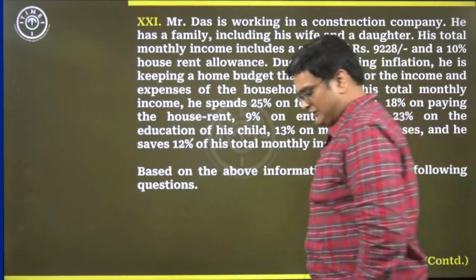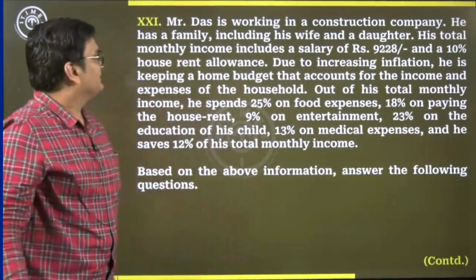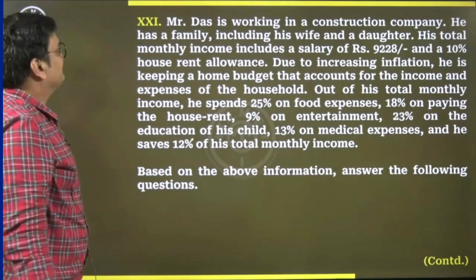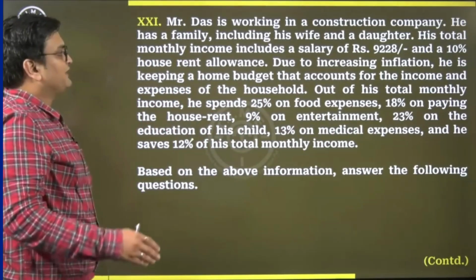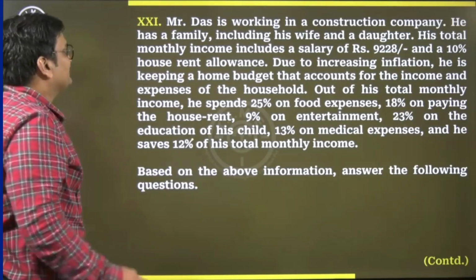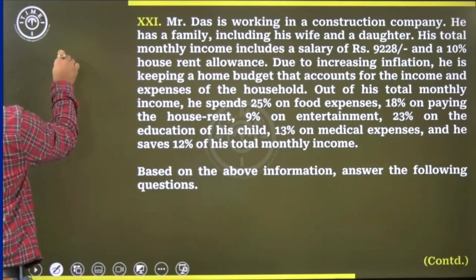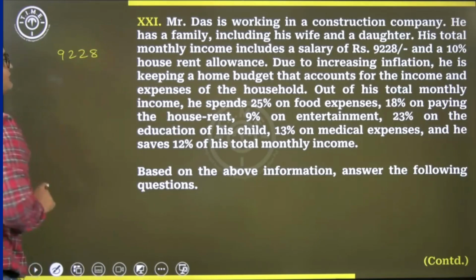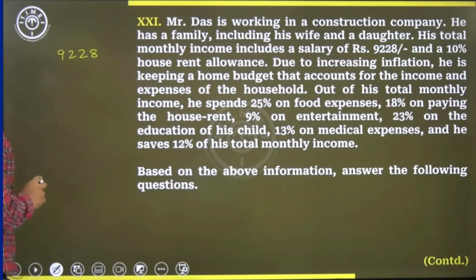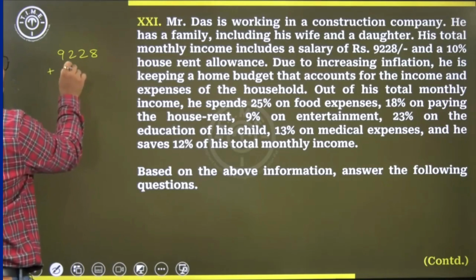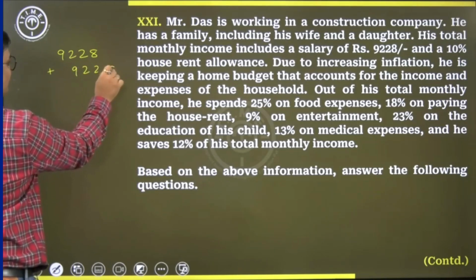Let's go for the information here. It says Mr. Das is working in a construction company. He has a family including his wife and daughter. His total monthly income includes a salary of 9228 rupees and a 10% HRA, house rent allowance. So 10% of this will be 922.8 rupees.